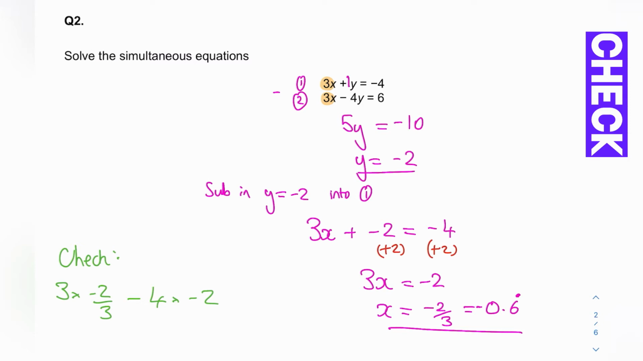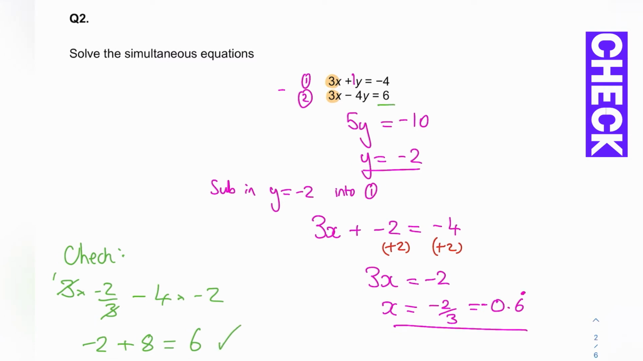3 times negative 2/3, well here we get the answer negative 2. Negative 4 times negative 2 is positive 8. Negative 2 add 8 is equal to 6, which is the same as in my question. Therefore, I've guaranteed myself all the marks.